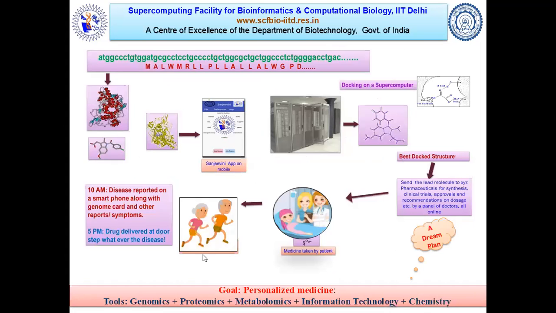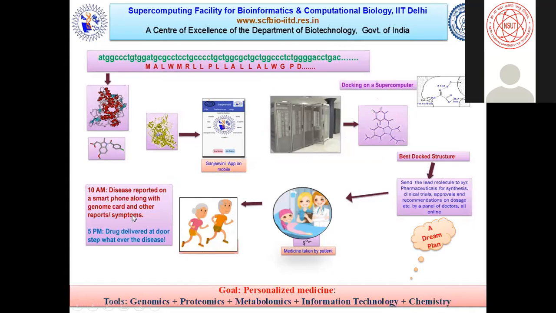How do we do it? Well, this is my dream plan. My dream plan is that at 10 a.m. the disease is reported on a smartphone, as these days people can upload the symptoms and a genome card. Just like the Aadhaar card, very soon all of us will probably have a genome card, right? And what do I want? Well, I want that by 5 p.m. the drug is delivered at the doorstep, like Zomato or Amazon, or somebody will just come and deliver it. That will be wonderful, right? It's 10 a.m. to 5 p.m., no matter what the disease is.